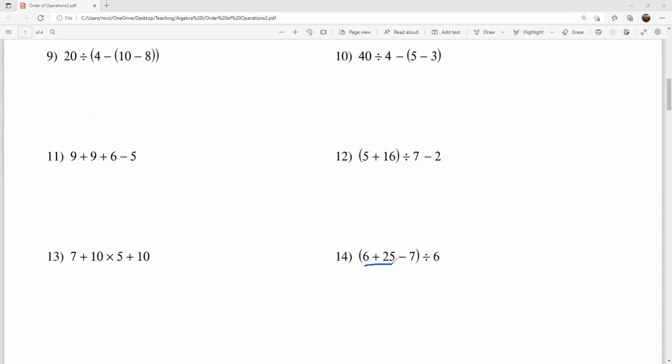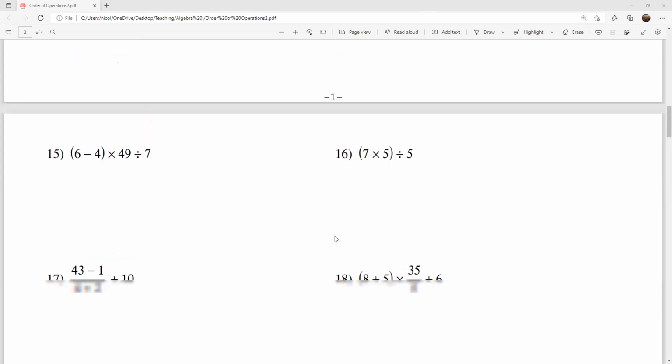For this one, multiplication comes first. Do the multiplication first in the parentheses, which is 31. So you then have 31 minus 7, which is 24. 24 divided by 6 is 4.